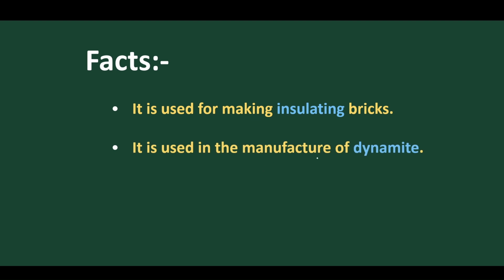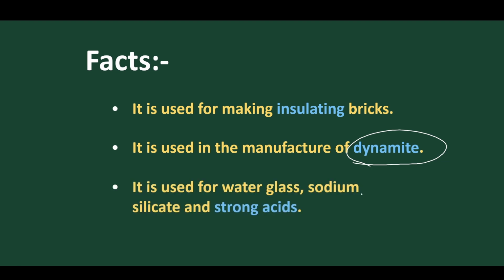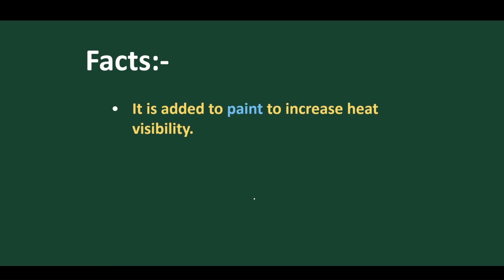Also, these help in the manufacture of dynamite. Sometimes, not most of them but some of them, are used in manufacturing dynamite. It is used for water glass, sodium silicate and strong acid formations. So there are many economic importances of this diatomaceous earth. That is, it helps in the formation of water glass. It is used in sodium silicate formation. It is used to produce strong acids. So these are the different economic importances.